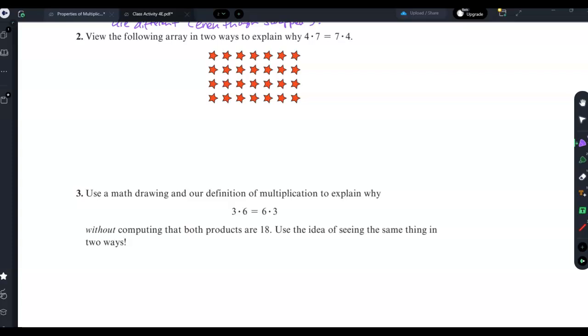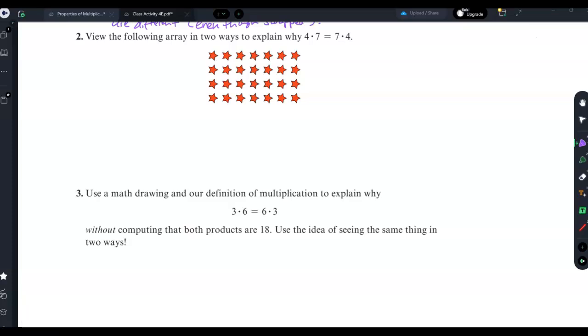Number 2 asks you to view the following array in 2 ways to explain why 4 times 7 equals 7 times 4. So, just to view this, I would say you take your paper and rotate it, right? And you can see the way we usually do things according to our textbook is we do things in terms of rows, right? So I can say I've got 4 rows and then there's 7 objects, in this case stars, in each row.